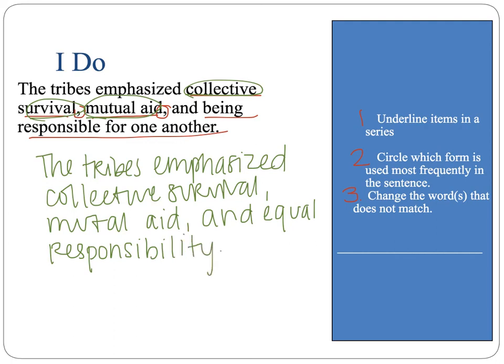Okay, so what I did is I chose 2 words here to be consistent with the other 2 words in the items in the series. And I knew it had to do something with responsibility, so I knew I needed to include something there for responsibility. So I included that word, and then I also added an adjective just like my other items in the series had.